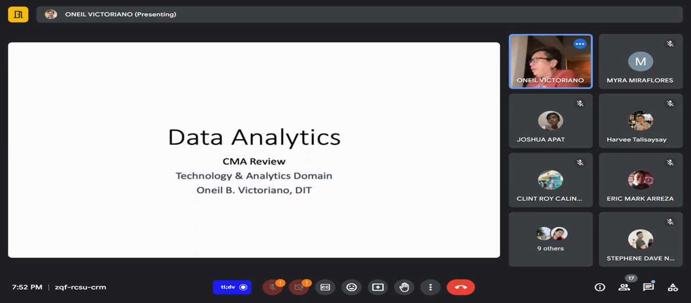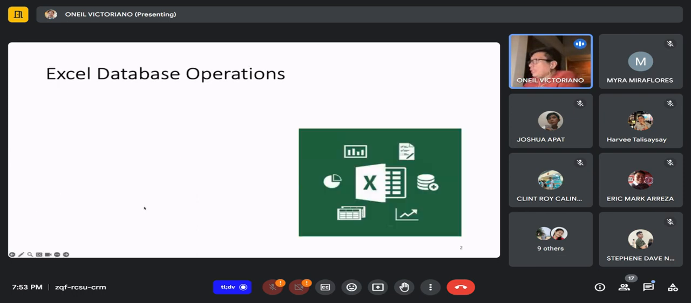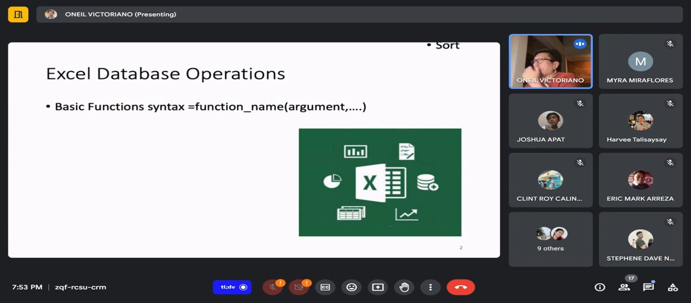Okay, so first, one of the competencies is that the examiner should be able to understand and use Excel as an analytical tool. To be able to use Excel as an analytical tool is to be able to understand database concepts, like the basic syntax for functions: an equal sign followed by the function name followed by different arguments, no?